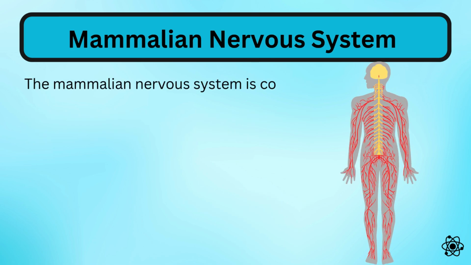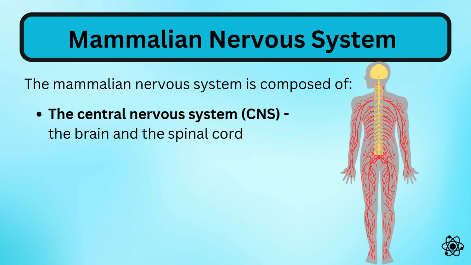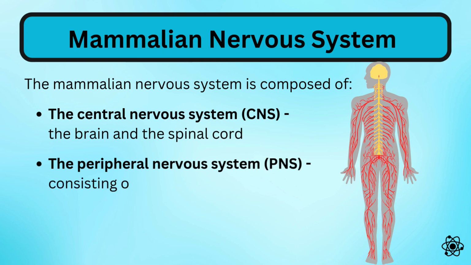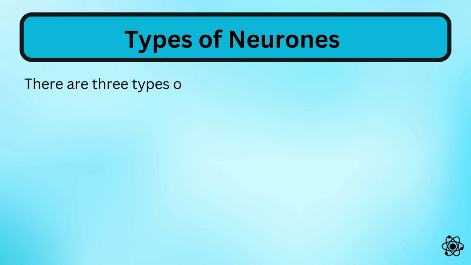The mammalian nervous system is composed of the central nervous system, which consists of the brain and the spinal cord, shown in yellow, and the peripheral nervous system, consisting of all the nerves in the body outside the brain and the spinal cord, shown in pink. There are three types of neurons.